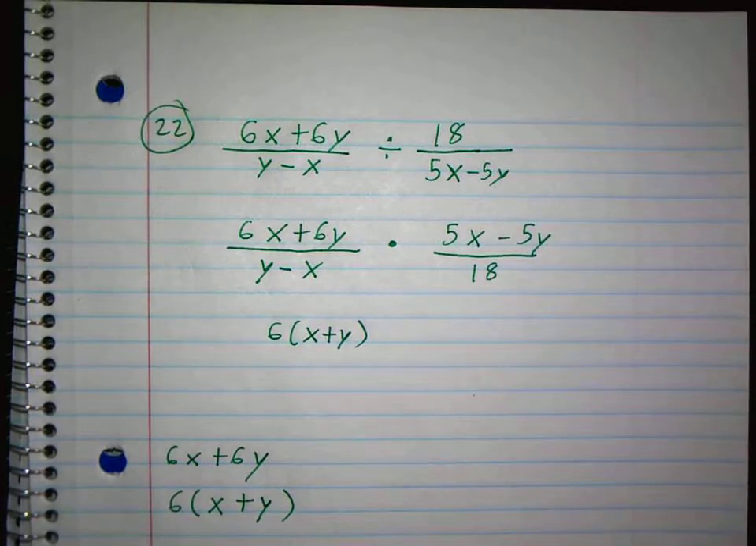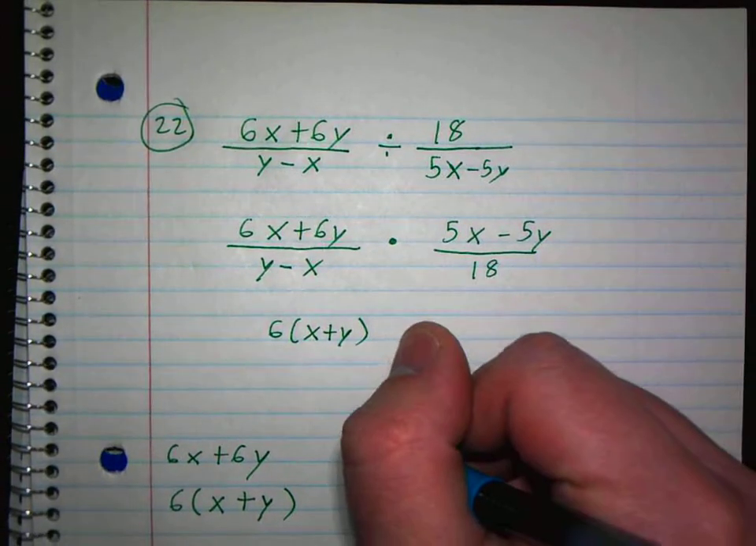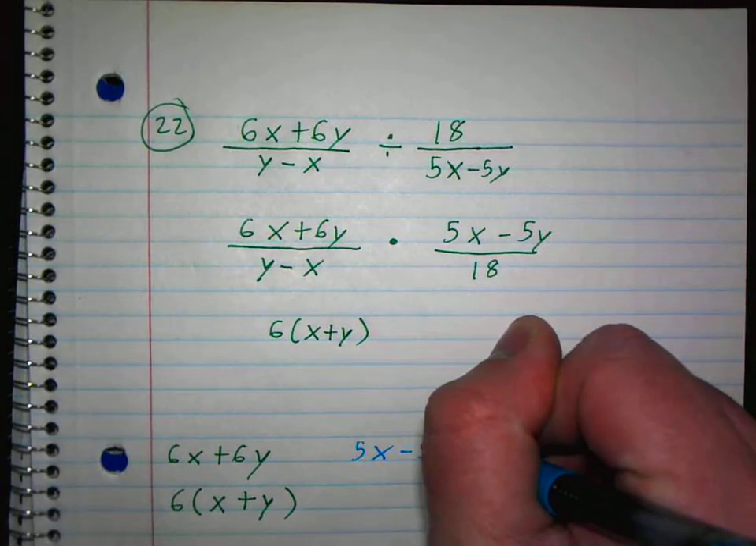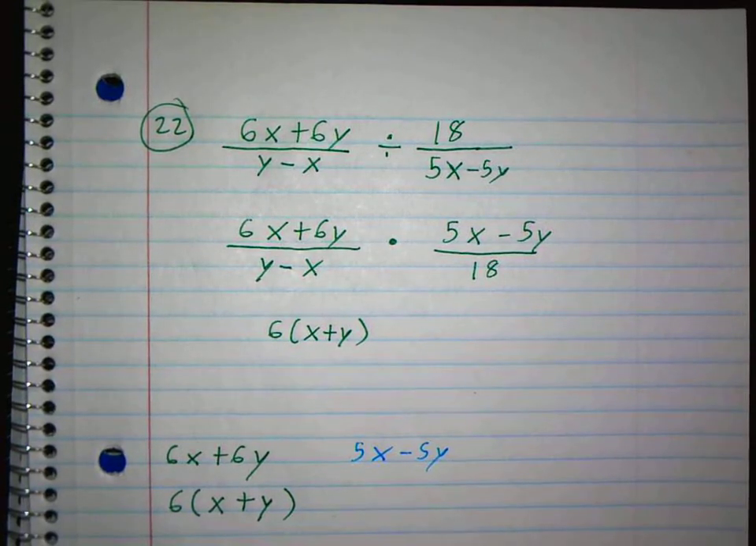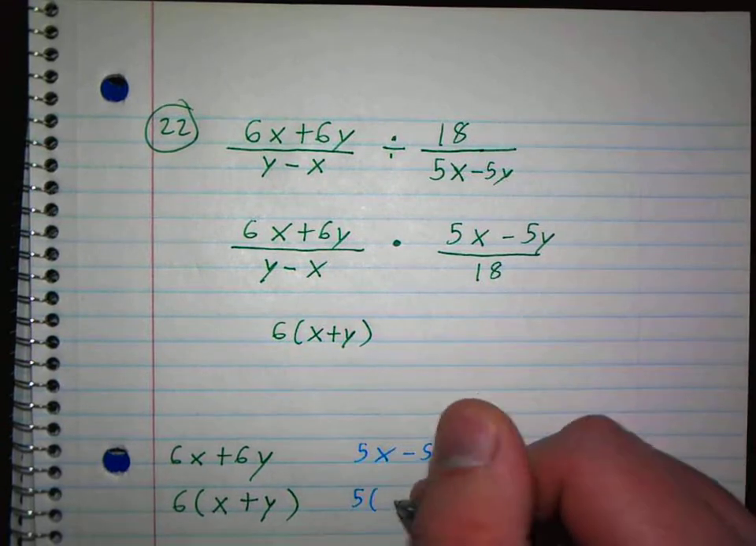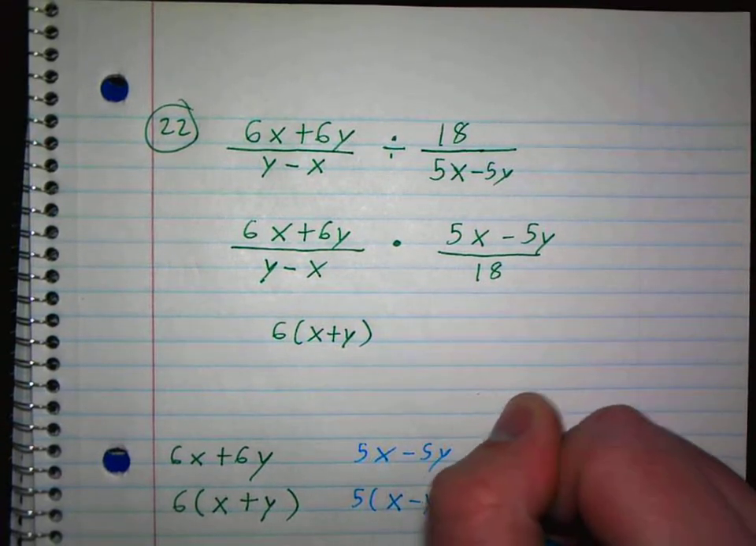And then what about 5x minus 5y? So the GCF is 5, leaving x minus y.